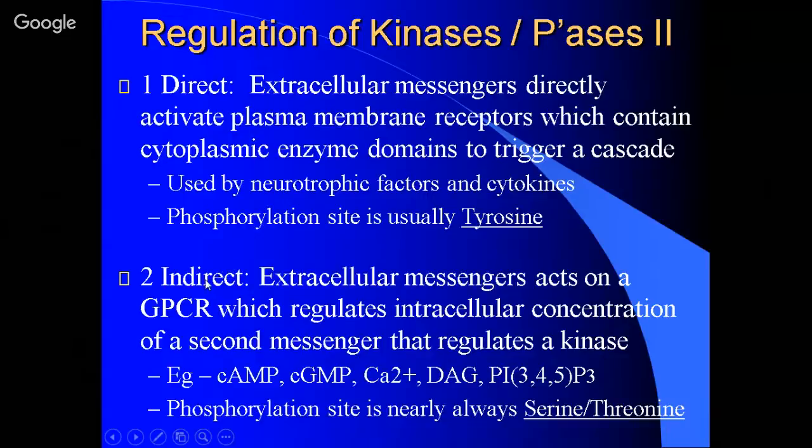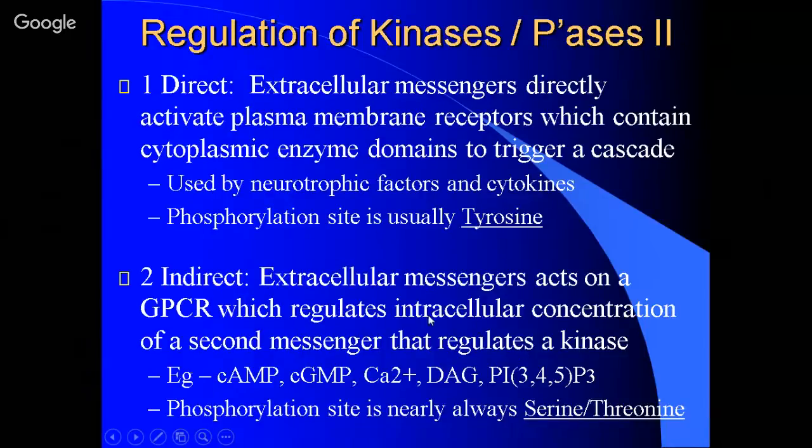The bulk of the time is the indirect mechanism. This is what we've been talking about for the last 4 weeks. An extracellular messenger comes along. It activates either a G protein coupled receptor, or, I meant to modify this slide, an ion channel, which then regulates the intracellular concentration of some second messenger, which in turn regulates the kinase. So this is indirect. This is ligand binding to the receptor.